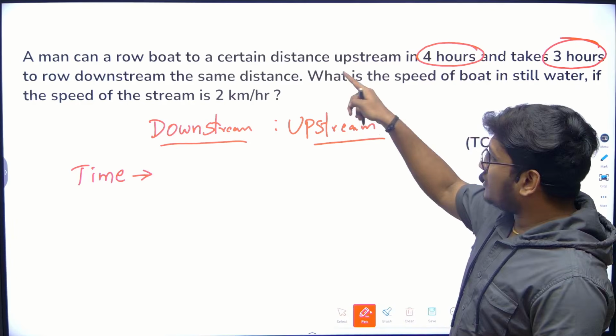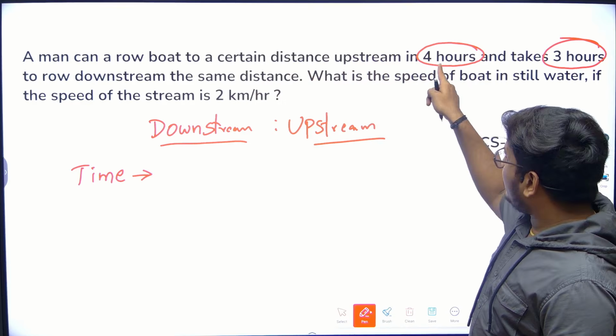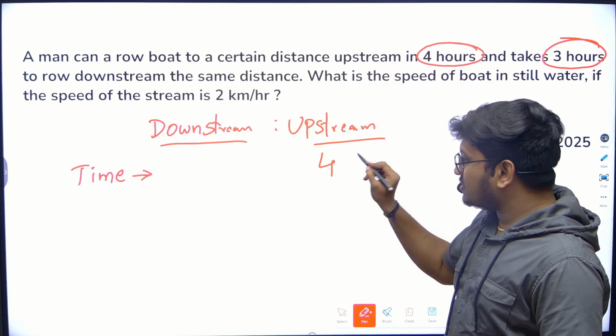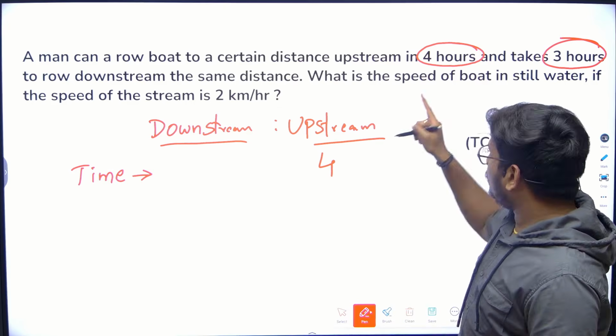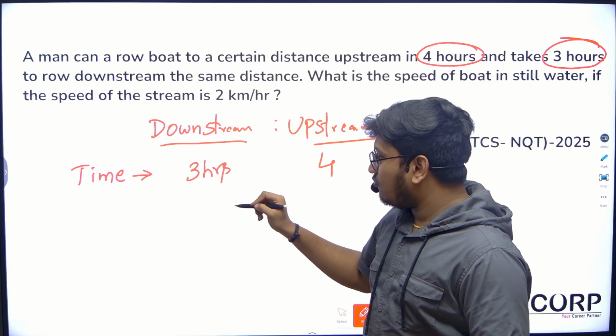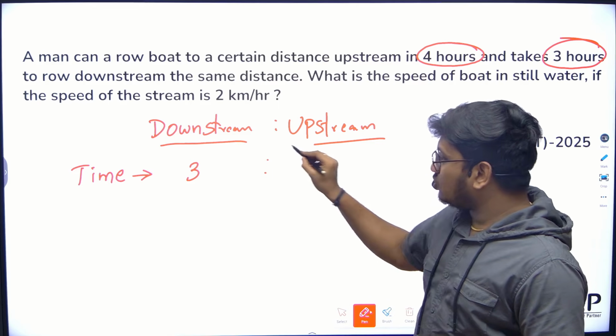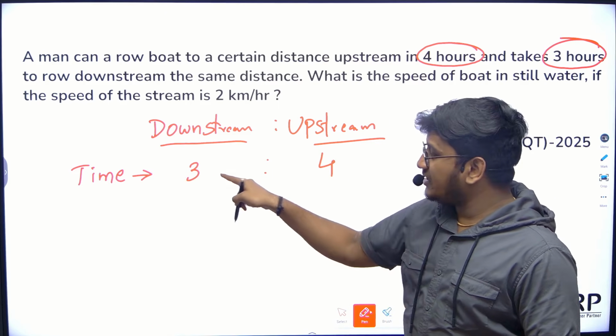Here they are talking about a man who can row a boat a certain distance upstream in 4 hours. Means for upstream he is taking 4 hours, and downstream he is taking how much? 3 hours. So upstream is 4 hours, I can say that it is the time. So the downstream to upstream time ratio is 3:4.